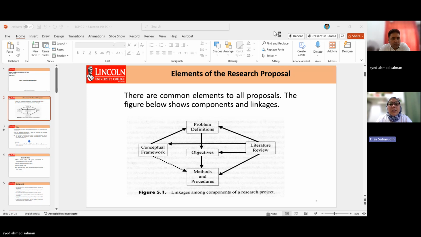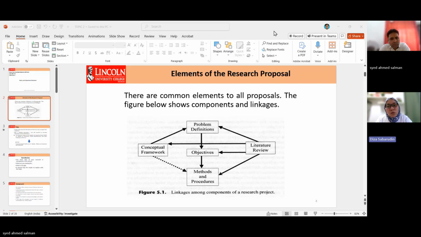Number 8 is interpretation and findings. In this stage, researchers explain what the results mean in relation to the research question, existing literature, and theoretical framework. It's important to identify patterns, relationships, and implications.